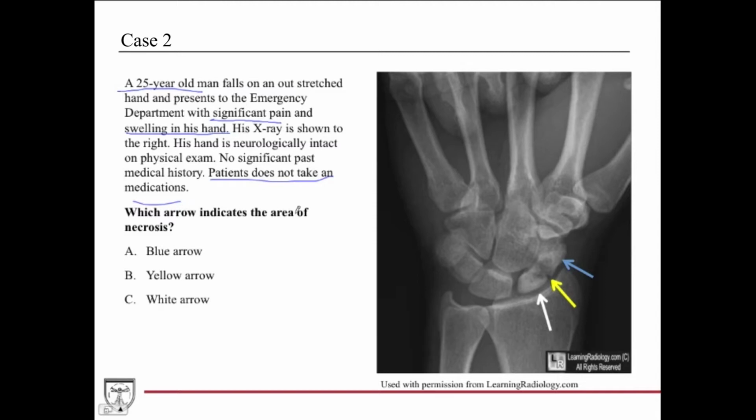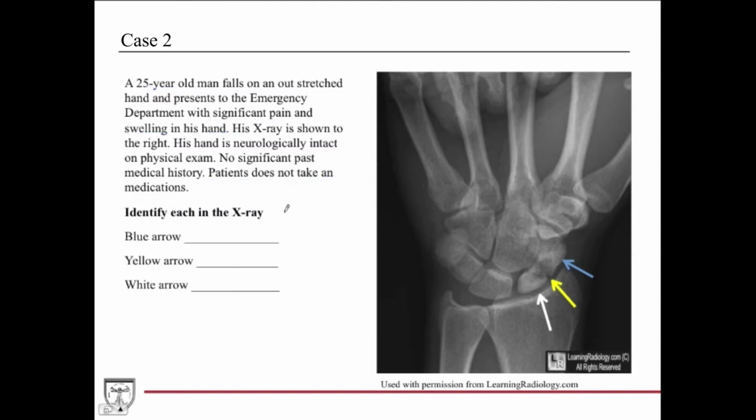So which arrow indicates the area of necrosis? So before we get to that, we want to identify what is the injury here and really what each of these arrows are even pointing at, so that can help us really make this question a lot easier. So first, let's identify which each of these arrows are.